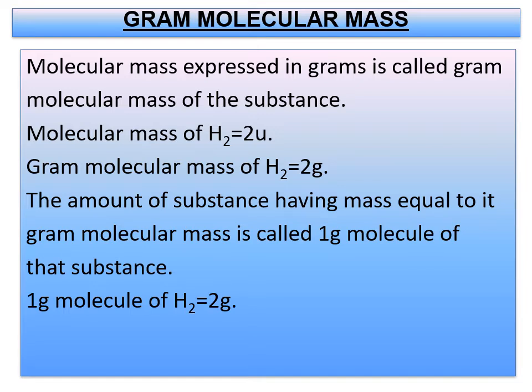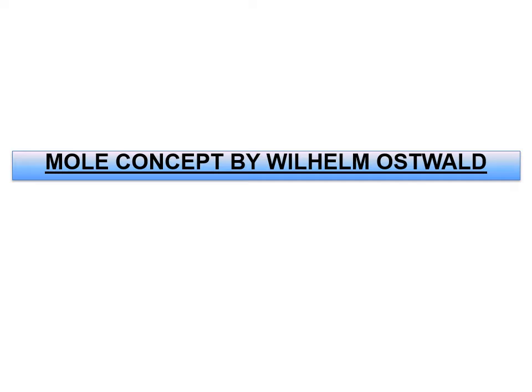Listen carefully. Like gram atomic mass and gram molecular mass, we have gram formula unit mass also. Formula unit mass expressed in grams is called gram formula unit mass. This amount is called 1 gram formula unit. In our example, we have done the formula unit mass of NaCl, that is 58.5 U. Then the gram formula unit mass of NaCl will be 58.5 g.